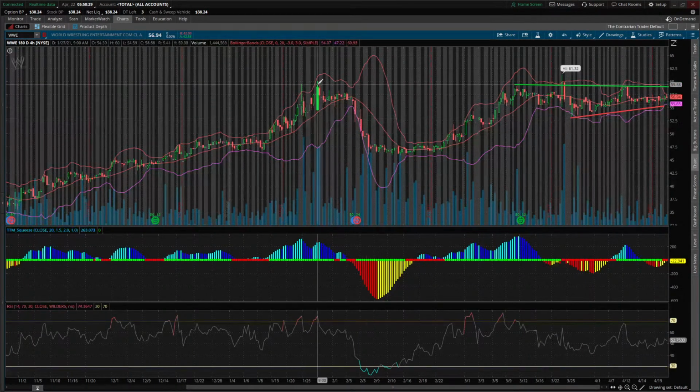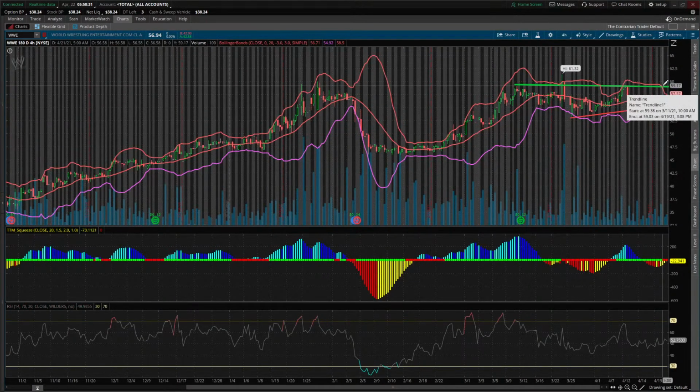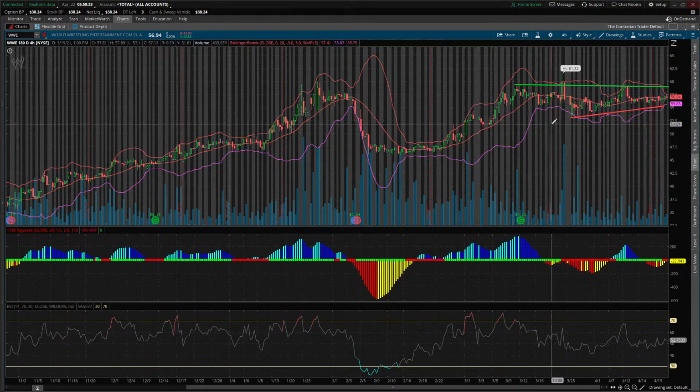All right, we're good to go. So here's your cup handle formation. Very nice downward sloping handle. So WWE is looking really, really good from a long perspective. The only obstacle in the way, of course, is earnings. Let's get that out of the way. Otherwise, it looks as though it wants to go higher.